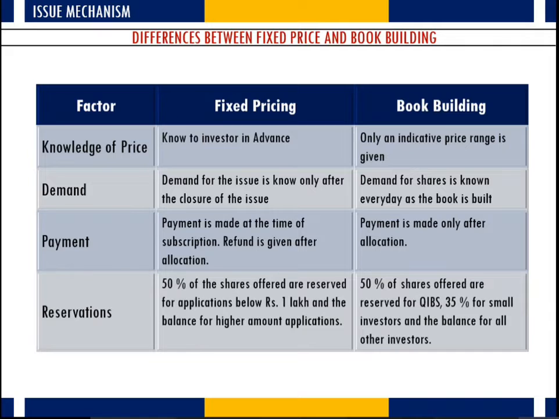The IPO would be cancelled. So minimum subscription is what a company has to focus on, right? At least 90%. If it is able to get 90%, then the 10% can be adjusted. Now, how will the 10% be adjusted? That is the question.